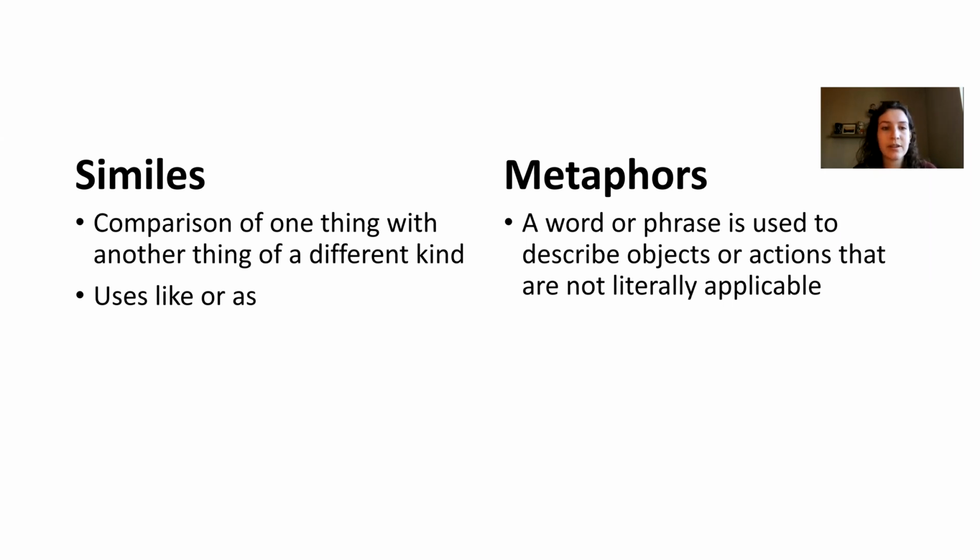Similes are the comparison of one thing with another thing of a different kind, and they often use the terminology of like or as to make that comparison. Metaphors, on the other hand, are a word or phrase that's used to describe objects or actions that are not literally applicable. We'll get into what that means through the examples, but basically a metaphor is almost like stating something as fact, even if it is not truly feasible.